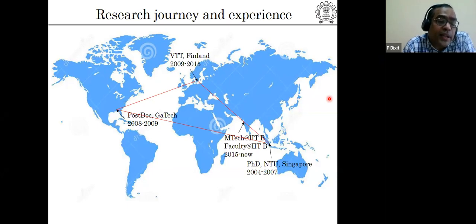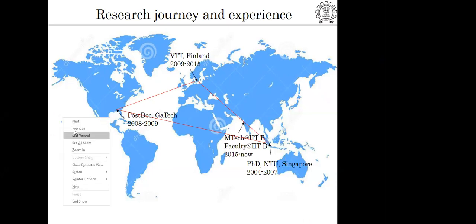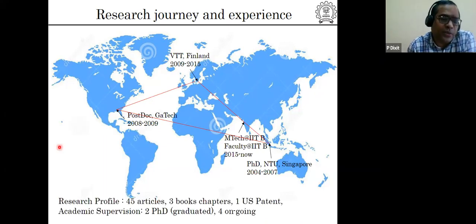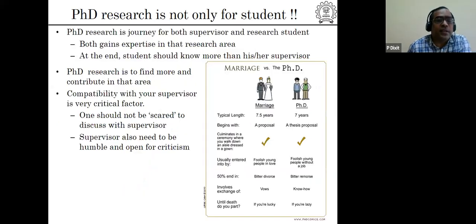If I look at my research profile, I have 2 students who have graduated, another 4 are pursuing their PhD, and in total we have about 45 articles and a patent also. So let me first talk about these things.